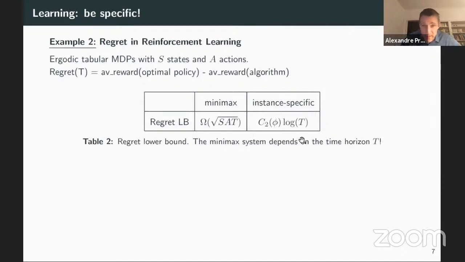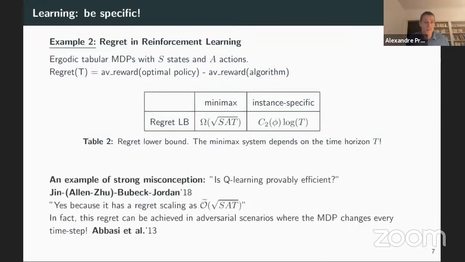As a matter of fact, I remember that in one of the slides of Professor Wong, she was citing this paper by Jin, Allen-Zhu, Bubeck, and Jordan at NeurIPS 2018. The paper is entitled "Is Q-Learning Provably Efficient?" And the answer in this paper was yes, it's efficient because it has a regret scaling as the minimax lower bound. This is a very strong misconception, because this is just the minimax guarantee, and it's essentially based on a very, very wacky benchmark.